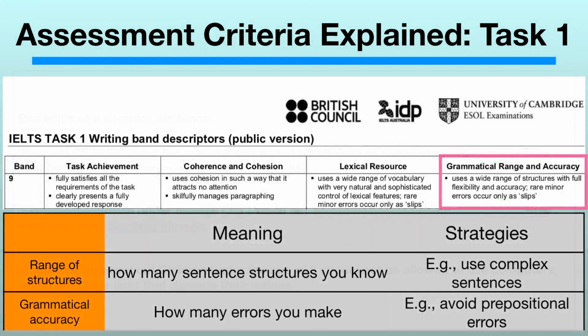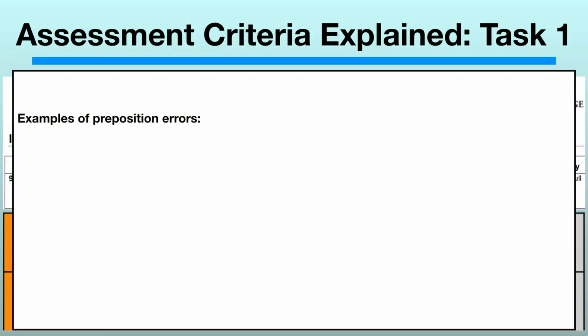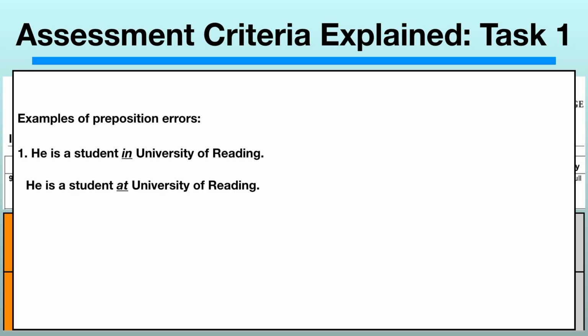In terms of grammatical accuracy, one of the common language categories to be concerned with is prepositional errors. Prepositional errors are a pretty big area, so I just randomly chose some examples. The first is to refer to the school, tertiary institution, or workplace associated with someone. In the first sentence, the use of in before University of Reading is not correct. The correct preposition is at University of Reading.